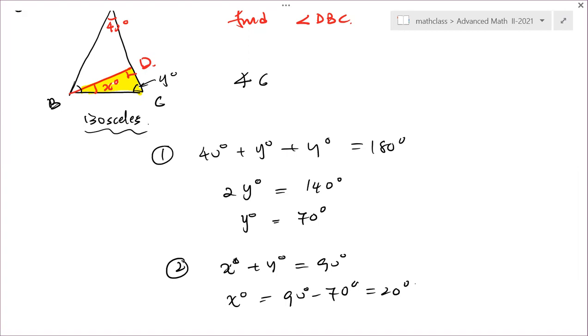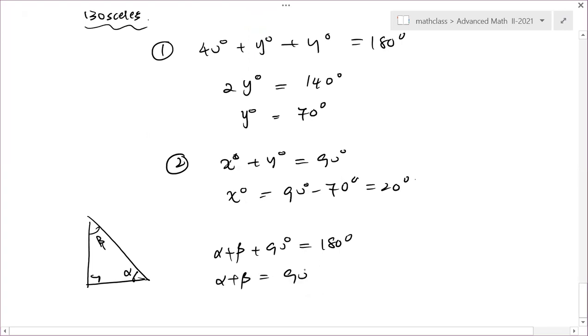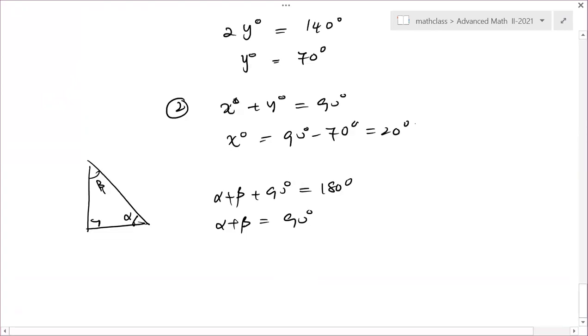Here, the fact we're using is that the sum of the three angles of a triangle is going to be 180 degrees. But for the right triangle, if this is alpha and this is beta, then because alpha plus beta plus 90 degrees is 180 degrees, therefore alpha plus beta is always going to be 90 degrees for the right triangle. So we only use one important fact: the sum of the three angles of the triangle is 180 degrees.